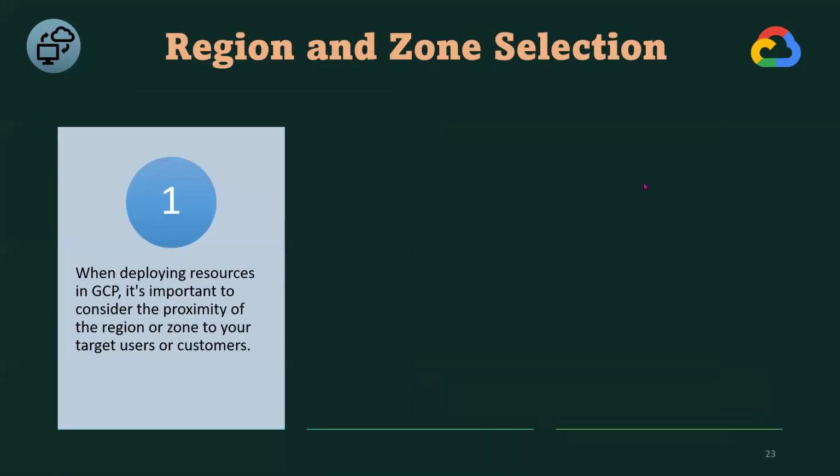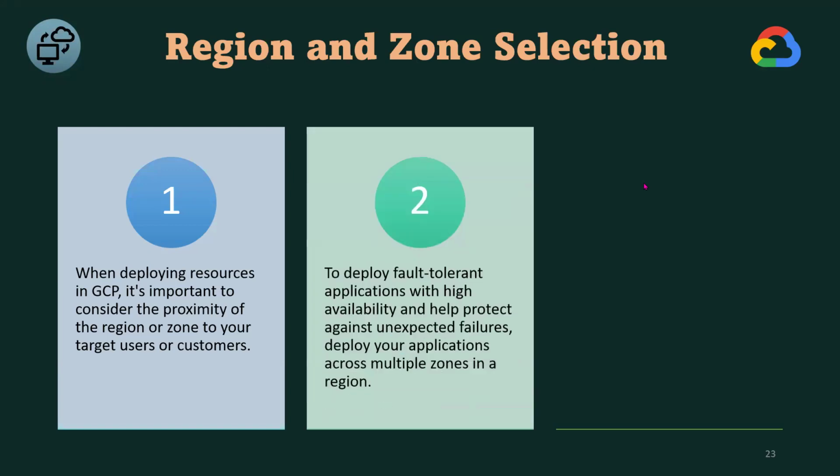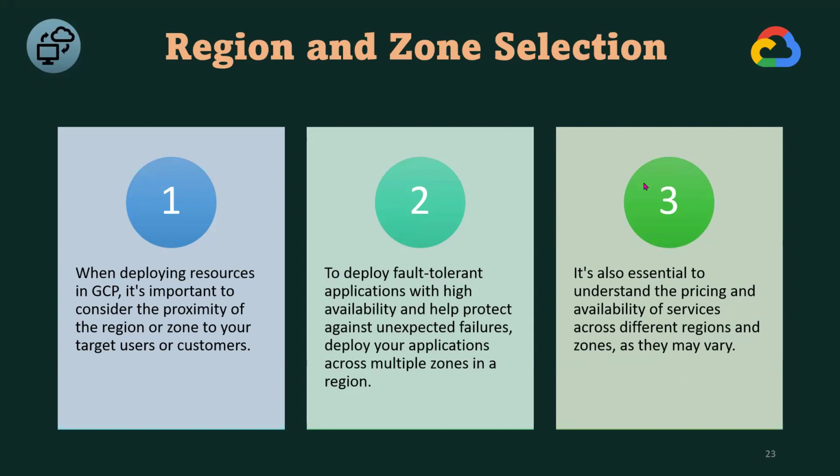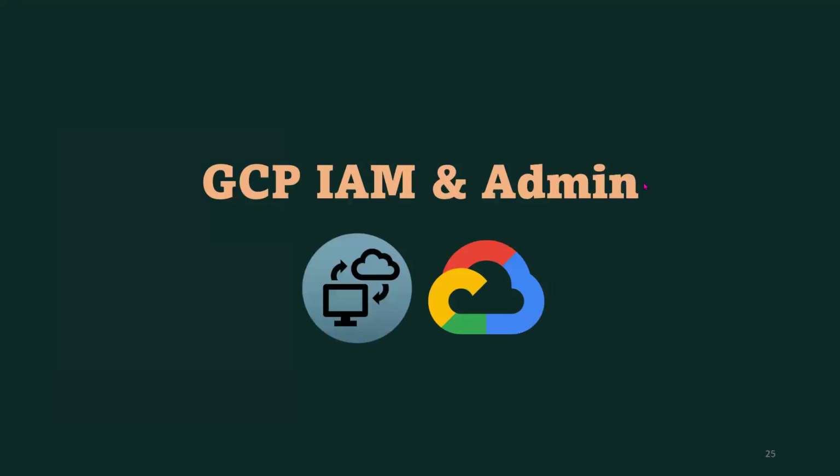For the selection criteria, whenever deploying resources in GCP, it is important to consider the proximity of the region or zone to your target users or customers. To avoid unexpected failures, try to deploy the resources across multiple zones or regions. The third point is that it is important to understand the pricing and availability of the resources, because it may vary from region to region or zone to zone. So this is what we saw yesterday.